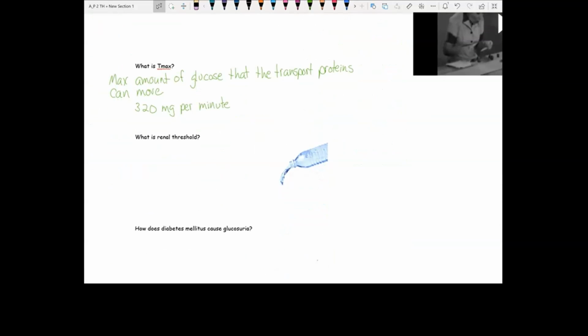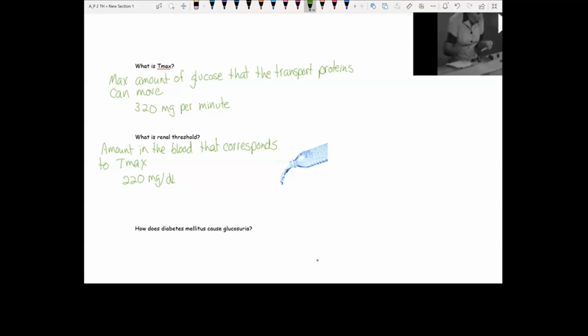Okay, there's also the idea of renal threshold. This is the amount in the blood that corresponds to your Tmax. For glucose, that is 220 milligrams per deciliter. Okay, so we have these two numbers.